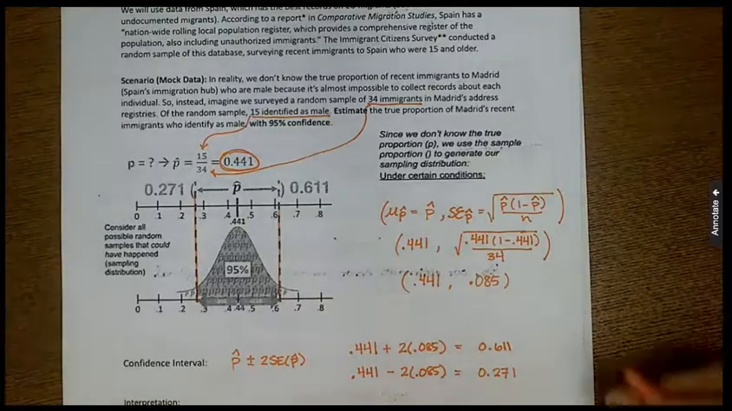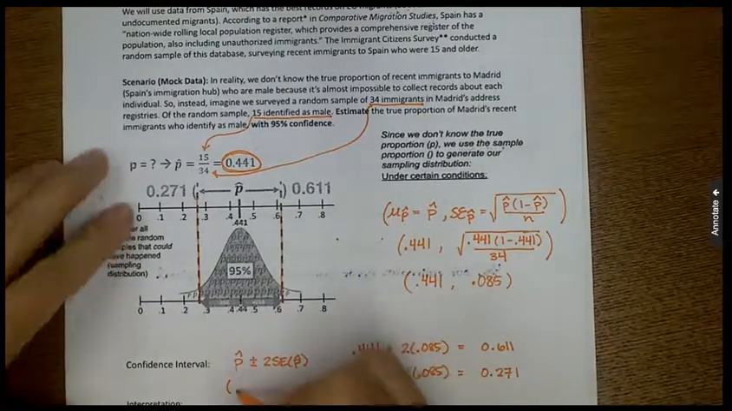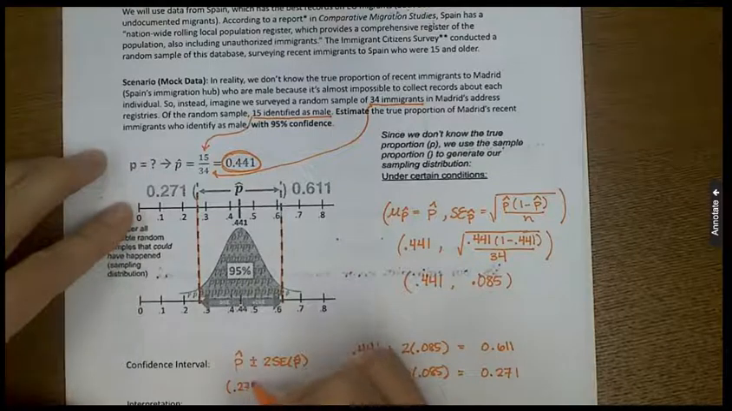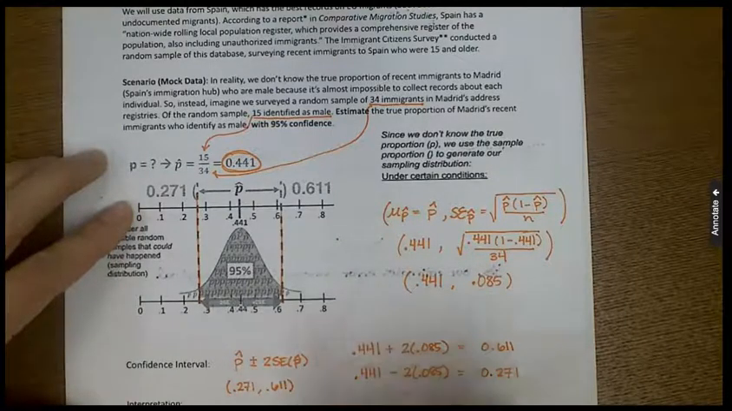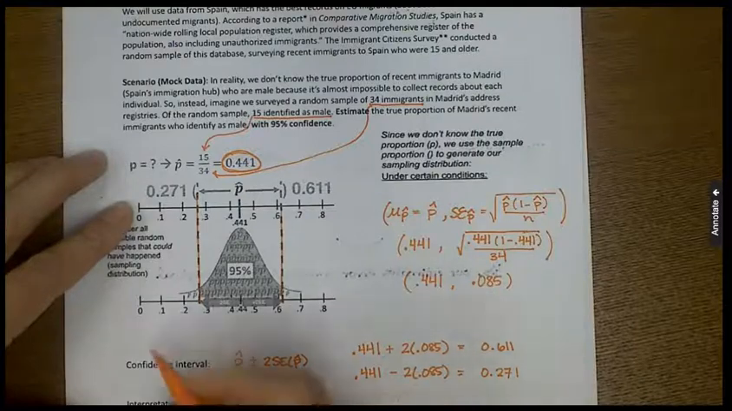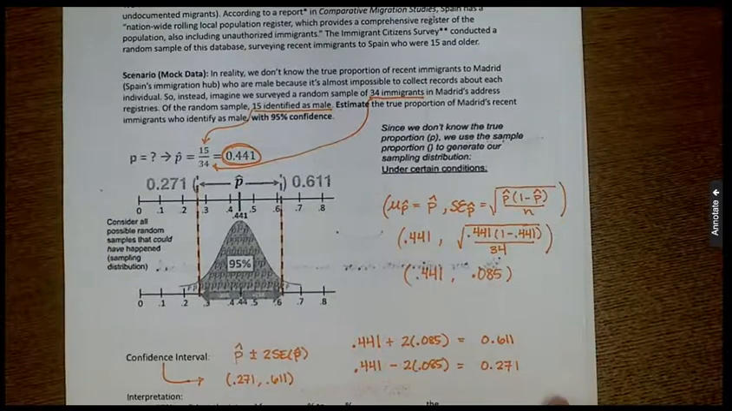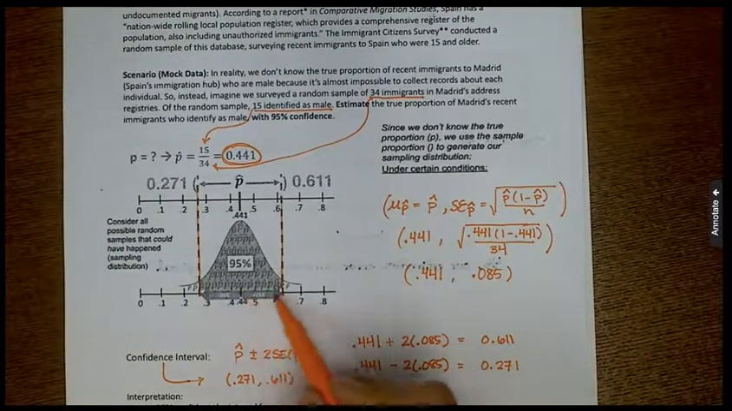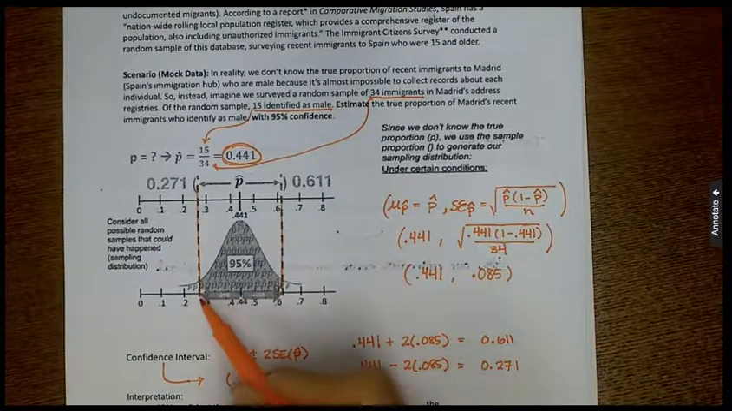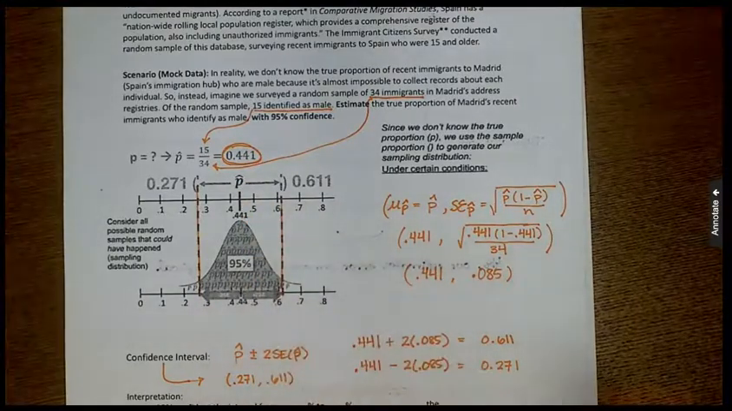Okay, so my confidence interval, we could say, is between 0.271 and 0.611. So this is my confidence interval. It's between those two values. That's 2 standard errors this way, and 2 standard errors this way from the mean, which was P hat.